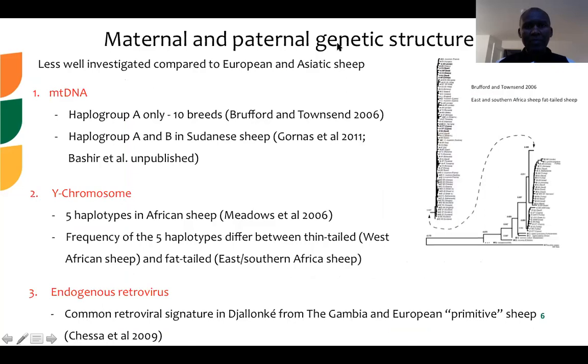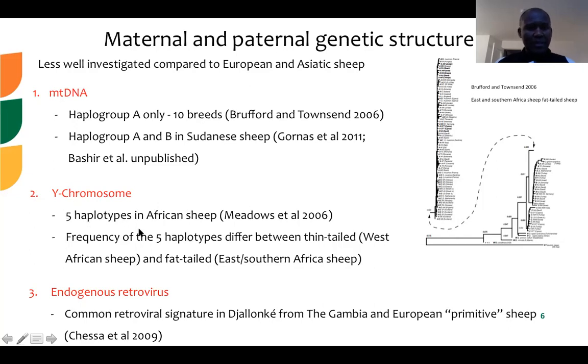In terms of maternal and paternal genetic structure, when you compare African sheep with sheep from Europe and Asia, we'll say that both maternal and paternal genetic structure are poorly investigated in African sheep. So far, there have only been two or three studies that have looked at mitochondrial DNA diversity, and these have mostly found the presence of haplogroup A and haplogroup B in African sheep, with haplogroup B dominating over haplogroup A.